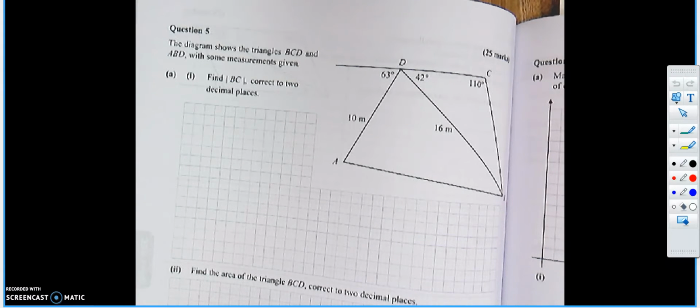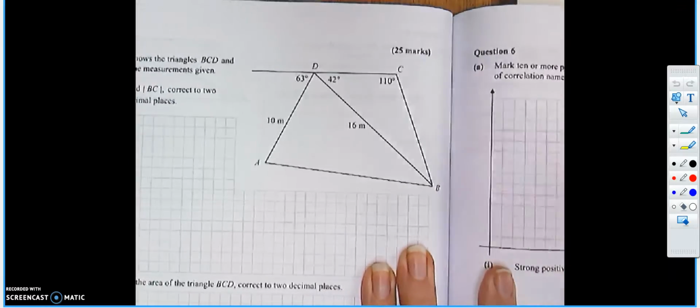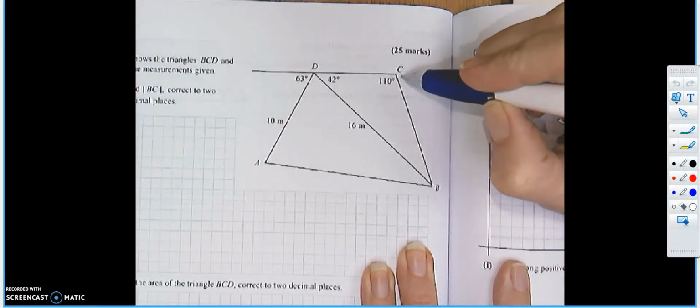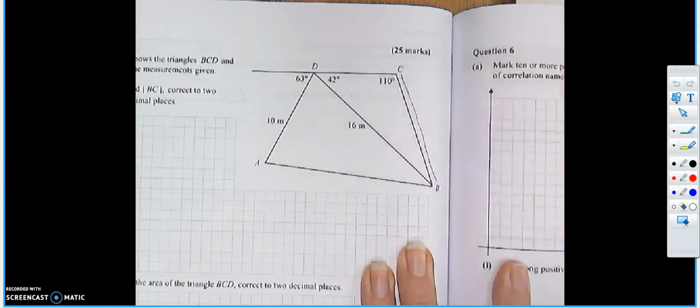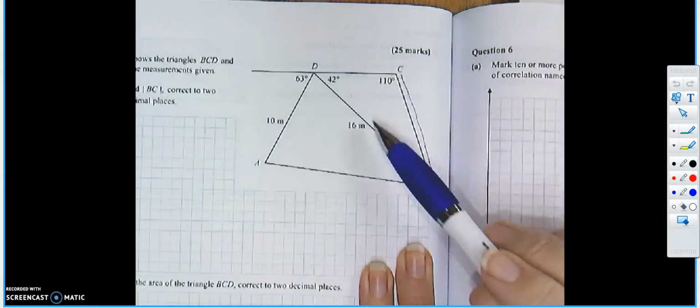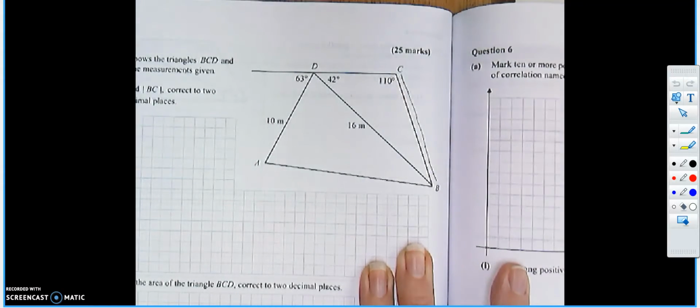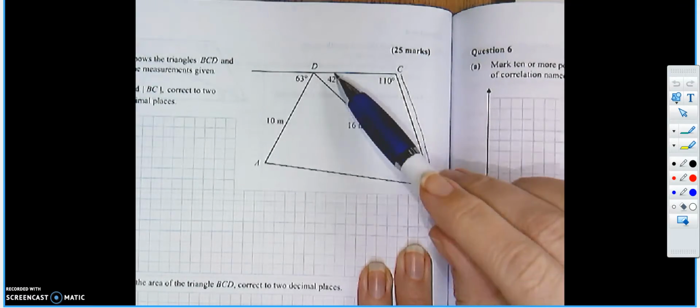So the first line it asks you to find is BC. BC is the line going from B to C. If I move this over so you can see your picture, we are looking for this line. You look at the picture and ask which triangle it is attached to. It is attached to the smaller of my two triangles.